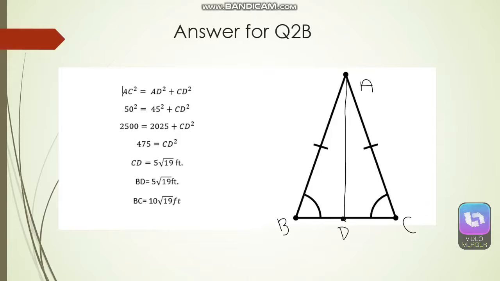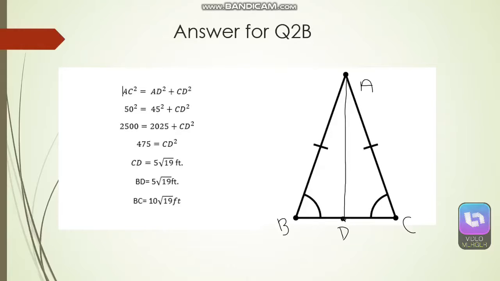Because this is an isosceles triangle, we can't use the Pythagorean theorem directly, hence why we had to cut it in half. So A, B, and D are going to be the left side of the triangle, and A, D, and C are going to be the right side. We know that AB and AC are both 50 feet long, and the height of the triangle, which is AD, is going to be 45 feet, because that is the length from the center to the ground.